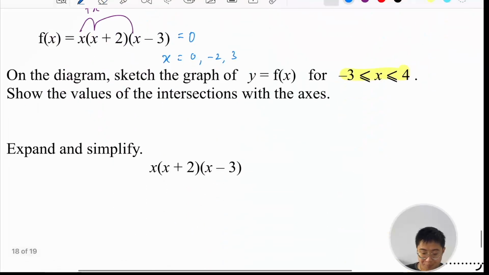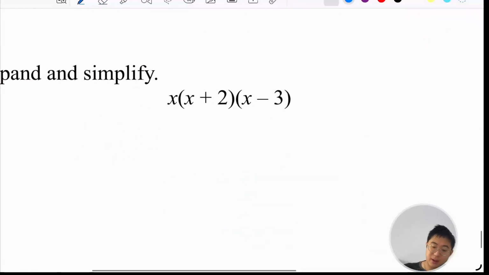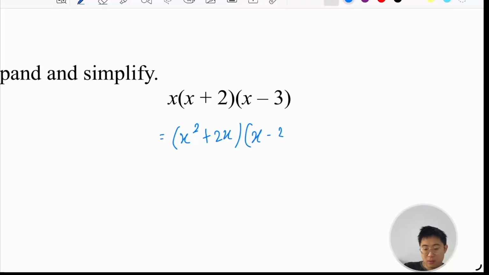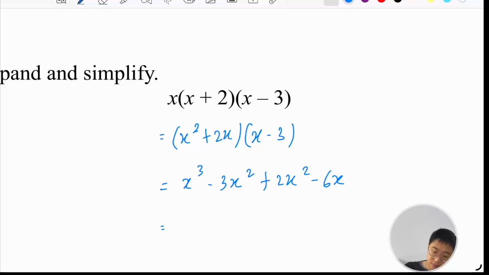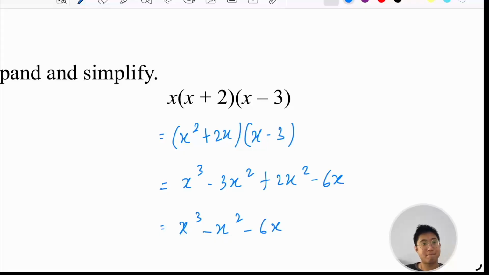Okay. Expand and simplify. All right. Very simple. This is x squared plus 2x, and then x minus 3. And then you can keep multiplying. You'll have x cubed minus 3x squared plus 2x squared minus 6x. So it is x cubed minus x squared minus 6x. Okay, is that it? Yep, that is it.